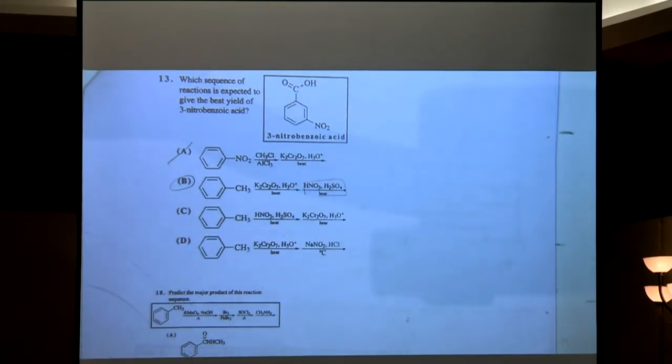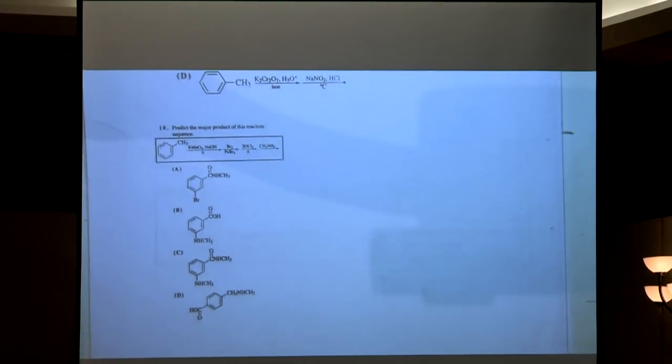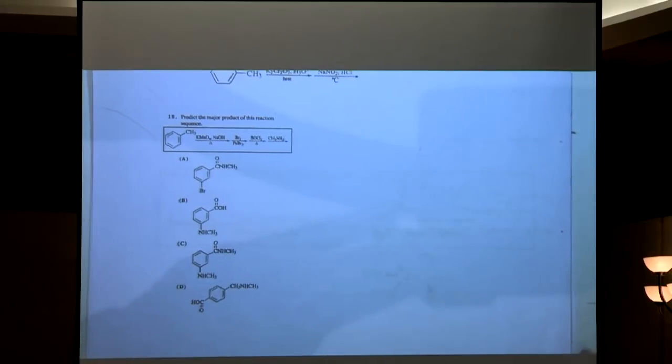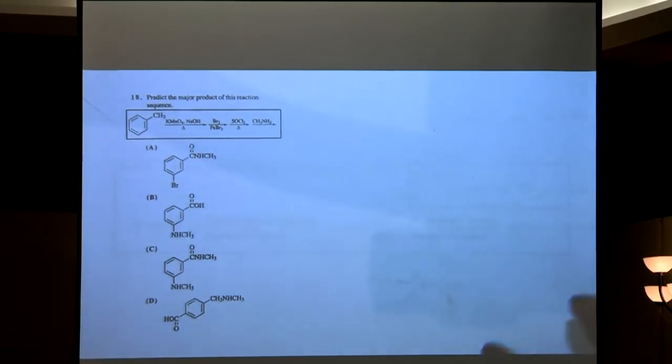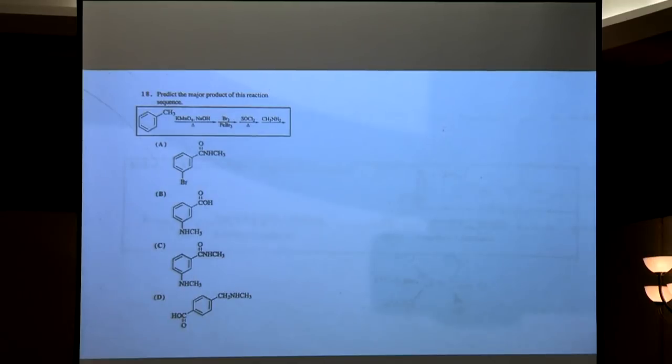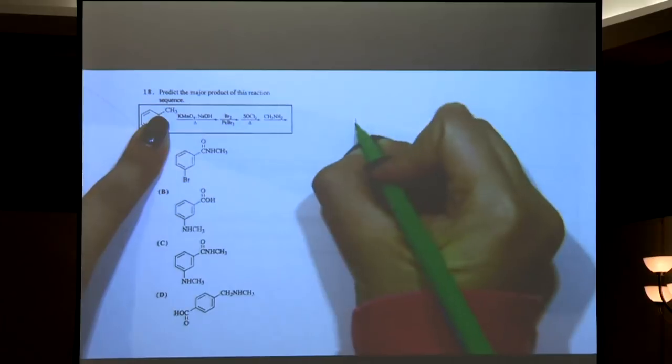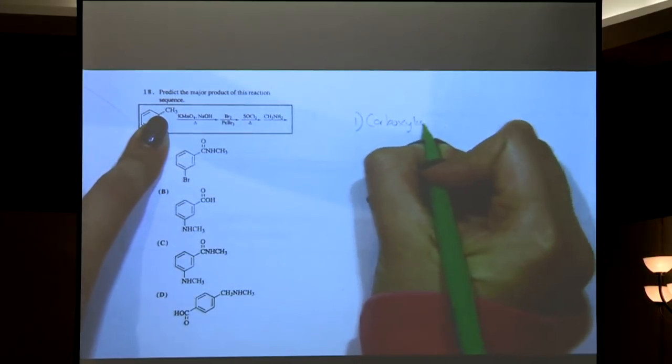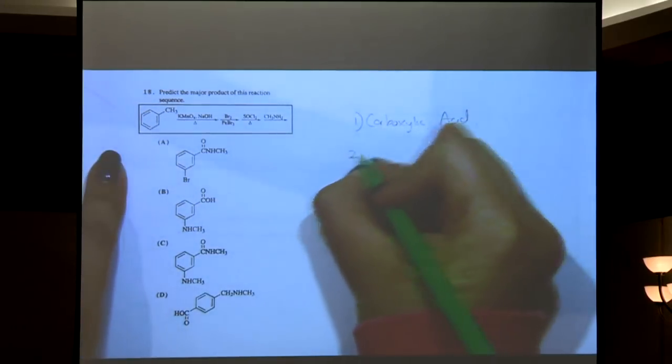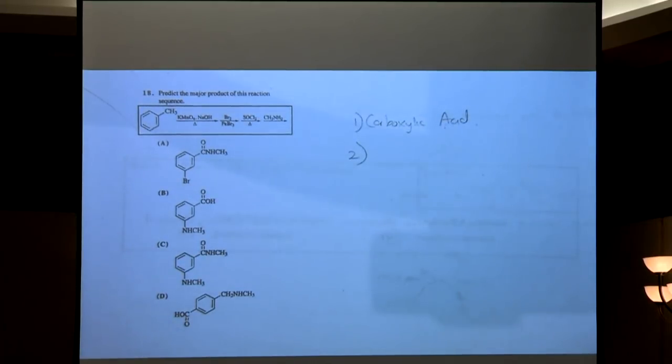Cool. And then I think that's the last one. Okay. So the first reagents are KMnO4, NaOH, and heat. If we use that with a methyl group attached to a benzene ring, every single time we're going to make a carboxylic acid. So for the first step, carboxylic acid. The second step should be bromination. If we form a carboxylic acid, it's going to meta-direct that bromo. So the only one that's doing that is A.